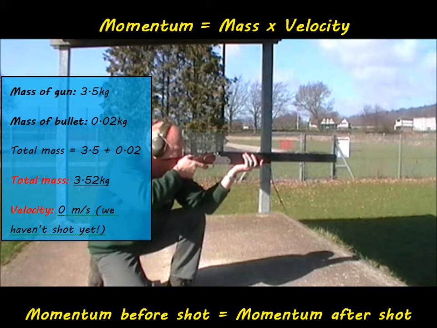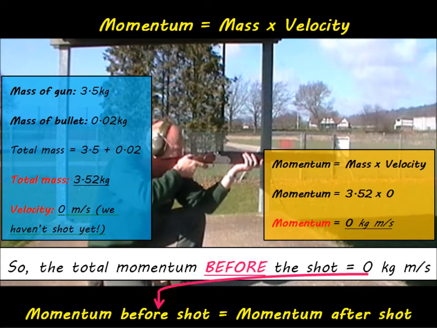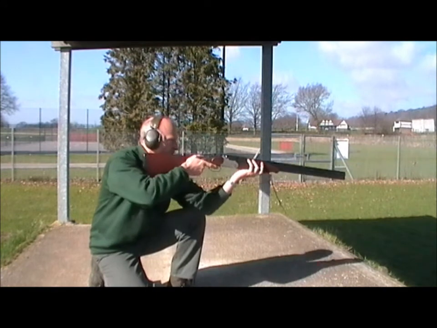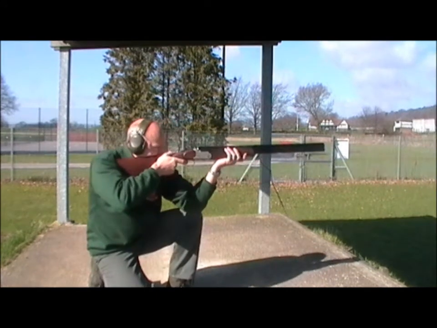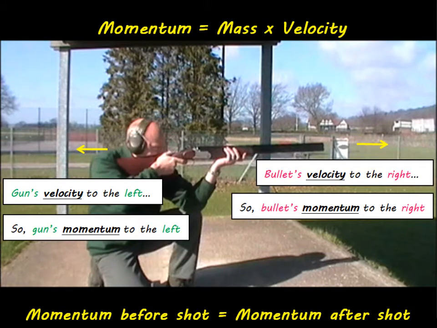But because we've not shot yet, there's no velocity anywhere, and therefore the total momentum has to be 0. So the total momentum before we shoot is 0. But we know that we need to conserve momentum, so how is it possible that we've still got 0 momentum even after we fire the gun? Well, because our gun and our bullet are moving in opposite directions, they're going to have opposite momentums, and we need to make sure that they cancel out.